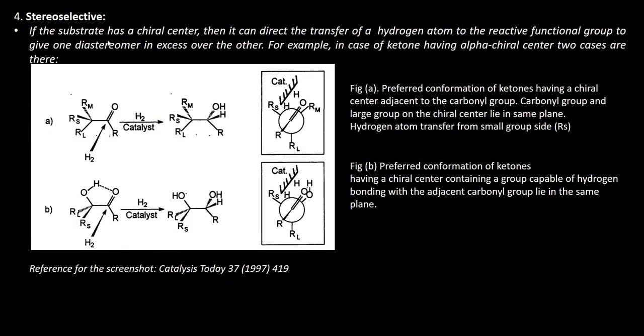Stereoselective. If the substrate has a chiral center, then it can direct the transfer of a hydrogen atom to the reactive functional group to give one diastereomer in excess over the other. For example, in case of a ketone having an alpha chiral center, two cases are there. Fig. A showed the preferred conformation of ketones having a chiral center adjacent to the carbonyl group. The carbonyl group and large group on the chiral center lie in the same plane. Hydrogen atom transfer is from the small group side.